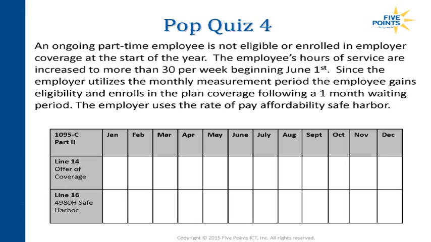An ongoing part-time employee is not eligible or enrolled in employer coverage at the start of the year. The employee's hours of service are increased to more than 30 beginning June 1st, so they become a full-time employee June 1st. Since the employer utilizes the monthly measurement period, the employee gains eligibility and enrolls in the plan following a 1 month waiting period. The employer utilizes the rate of pay affordability safe harbor.